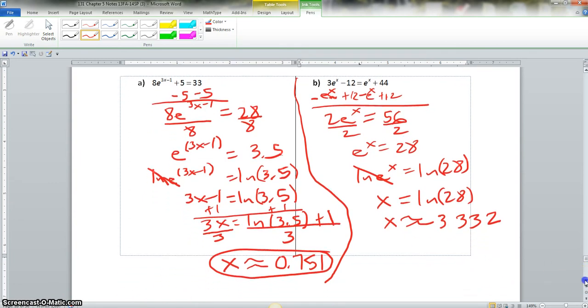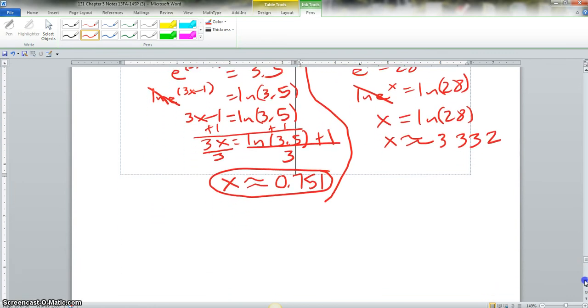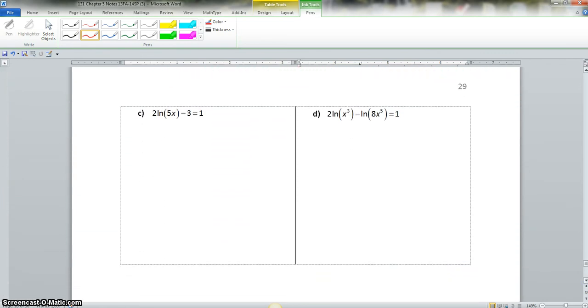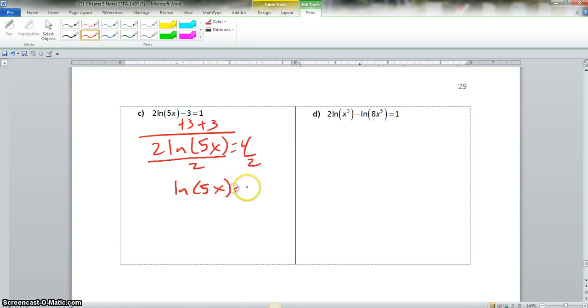Now we scroll down. Now it still should be on the same sheet of paper as yours, but I had to make myself some room to get those problems in. So now we come here to C. We have 2 natural log 5x minus 3 equals 1. So first we will add 3 on both sides. So we have 2 natural log of 5x is equal to 4. We divide each side by 2. We have the natural log of 5x is equal to 2.